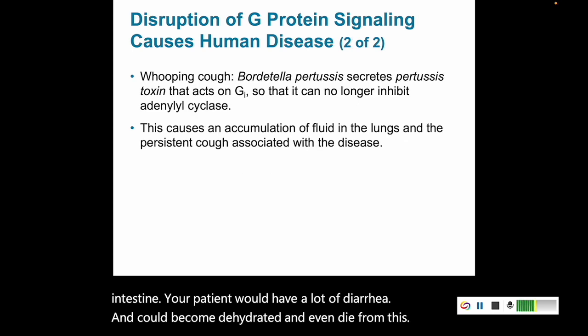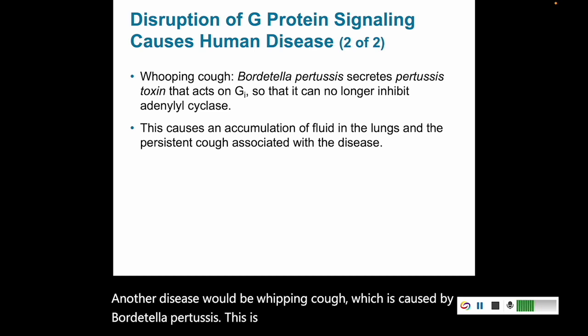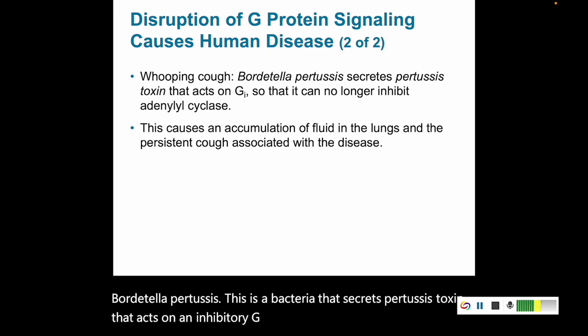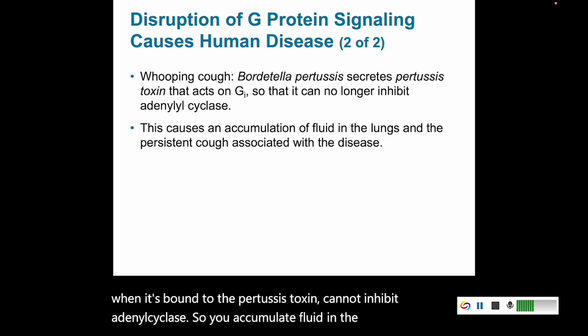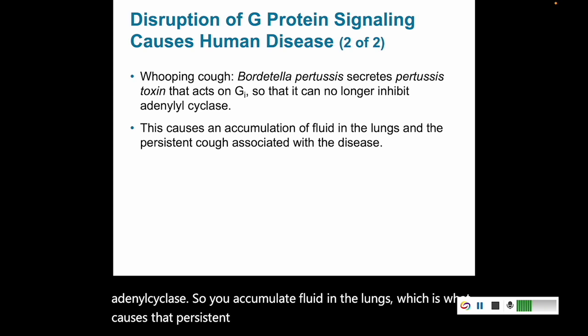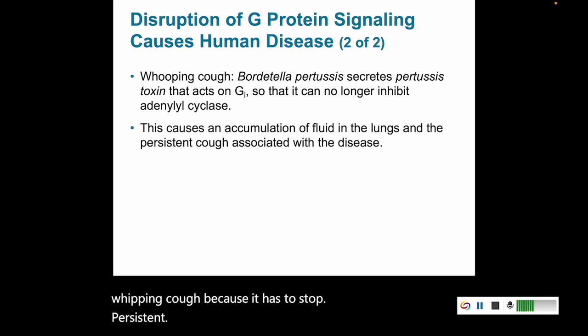Another disease would be whooping cough, which is caused by Bordetella pertussis. This is a bacteria that secretes pertussis toxin that acts on an inhibitory G protein. So that inhibitory G protein, when it's bound to the pertussis toxin, cannot inhibit adenylyl cyclase. So you accumulate fluid in the lungs, which is what causes that persistent cough. Bordetella pertussis is called whooping cough because it has just that persistent whooping. It's a very strong gasping kind of cough associated with this disease.